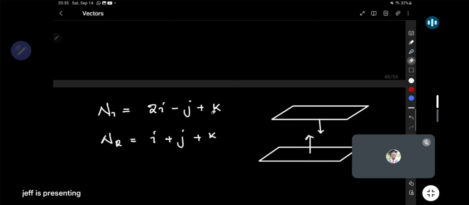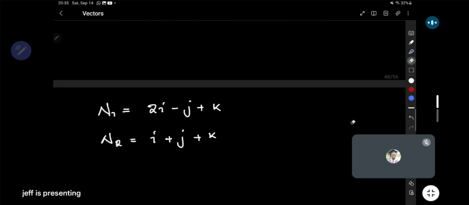But all in all, if the two planes are parallel, their normals must be parallel. In this case, when you compare the two normals, they're different, telling us that the two planes are not parallel. So I can see that plane 1 and plane 2 are not parallel.